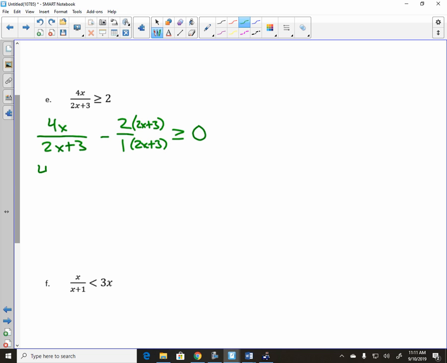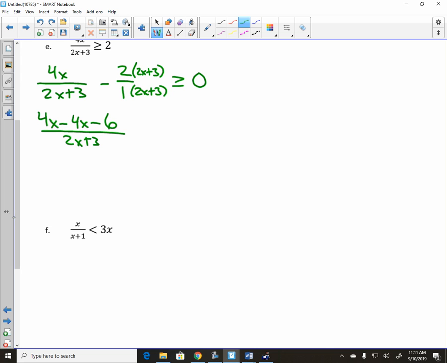So now you have 4x minus 6 all over 2x plus 3. The 4x's go away, and you're left with negative 6 over 2x plus 3, and that was greater than or equal to 0.